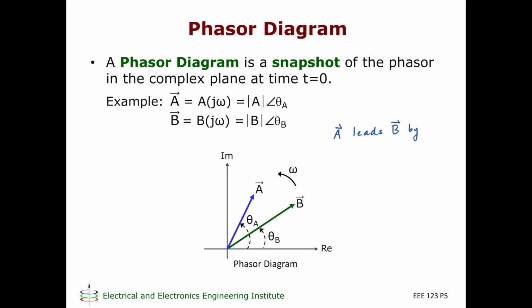leads B by an angle theta A minus theta B. This angle is theta A minus theta B. How do we know that A leads B? Remember that these are both rotating in the counterclockwise direction at an angular frequency of omega. The phasor that passes the real axis first is the leading phasor. So in this case, A will pass the real axis before B passes the real axis. So we say that A leads B or B lags A.